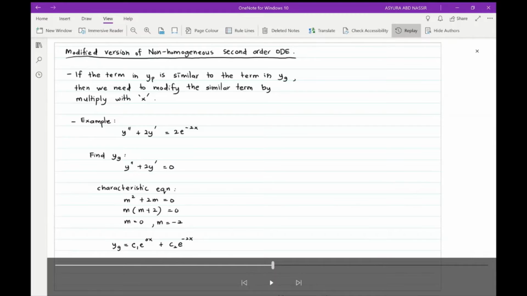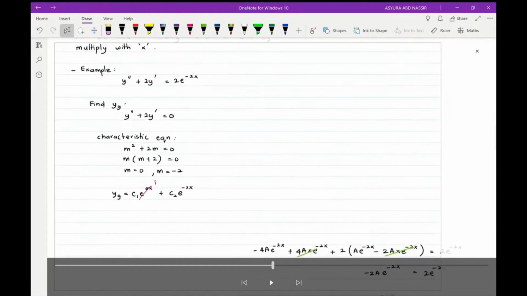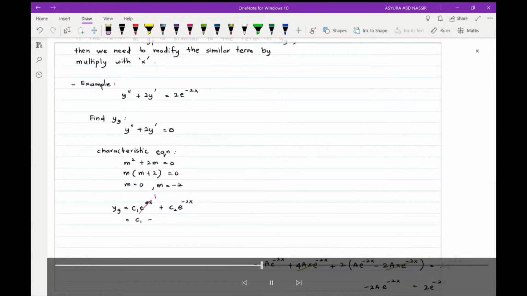Don't forget, e0 equals 1. So yg is c1 plus c2e negative 2x. Alright, next step, find your yp. Your rx, or right hand side, is 2e negative 2x. Suppose your yp should be the general form of your rx, which is ae negative 2x.